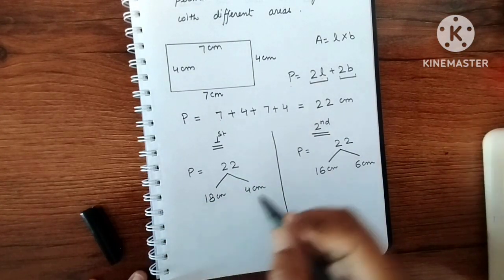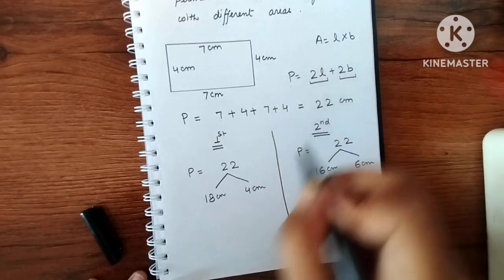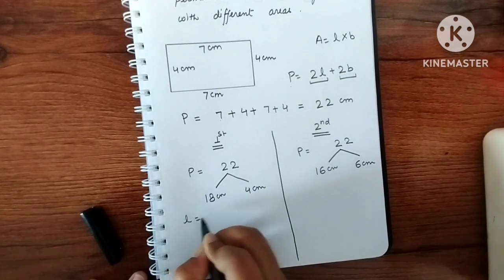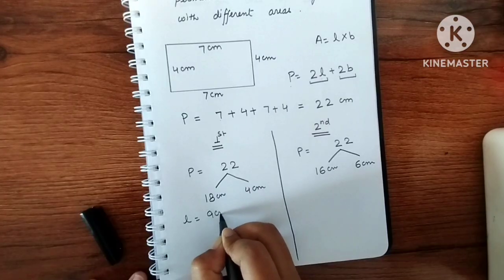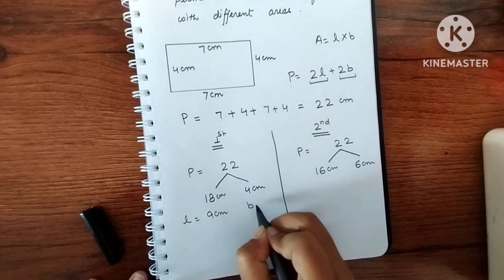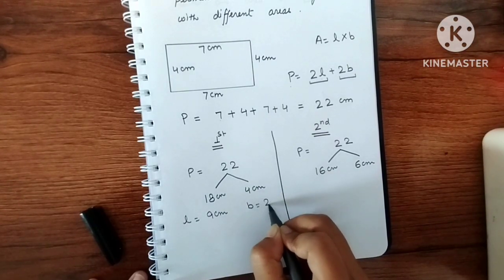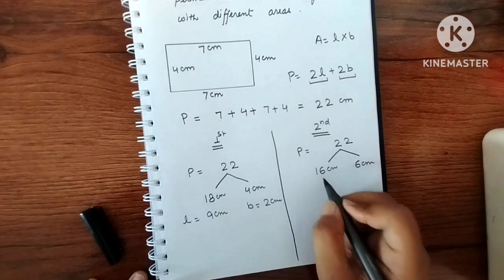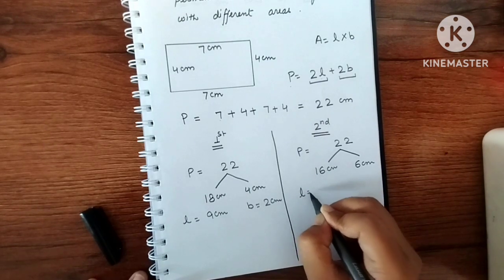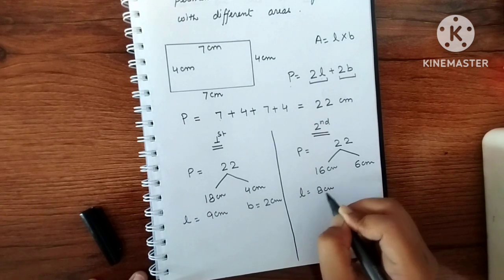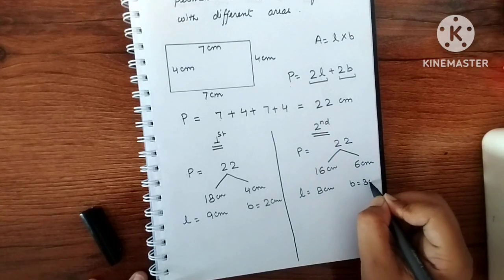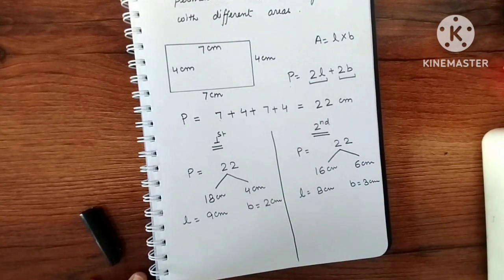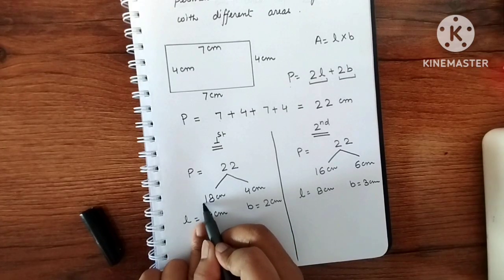Now, this 18 is basically 2L. So, what is the value of L here? You will divide this 18 by 2. That means 9 centimeter. And what is the value of B? Divide this 4 by 2, 2 centimeter. In the same way here, what is the value of L? 8 centimeter. 2 8s are 16. And what is the value of B? 3 centimeter. Clear?